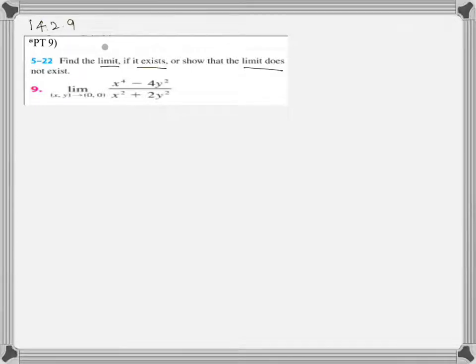Hi, in this video, I will be showing you problem number 9 of chapter 14, section 2. Find the limit if it exists or show that the limit does not exist. Limit as (x, y) approaches (0, 0) of (x^4 − 4y^2) divided by (x^2 + 2y^2).